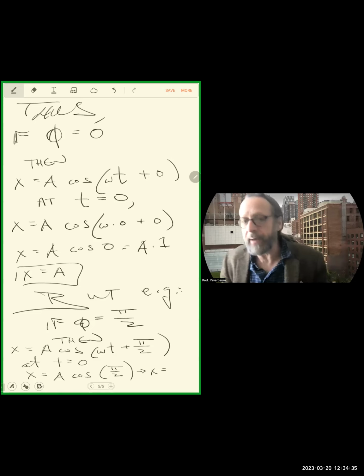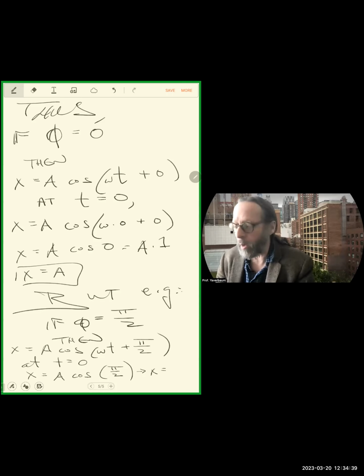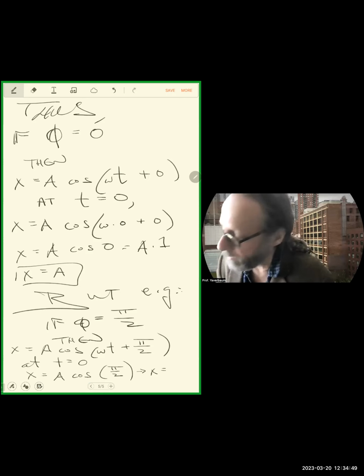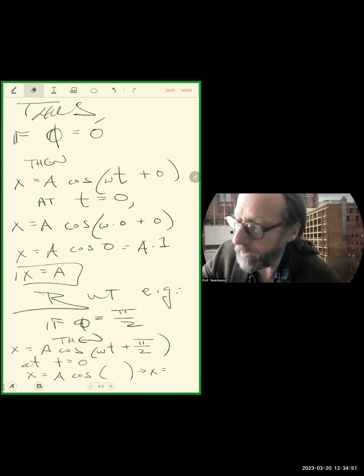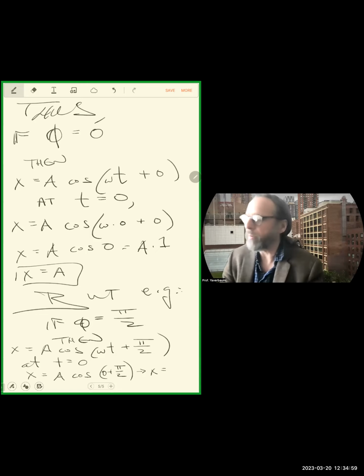If we say that phi is pi over 2, then when our stopwatch started at t equals 0, x equals A cosine of zero. To be clear, sorry, maybe I skipped a step here. It's still x equals A cosine of omega t, where omega t still equals zero, but now it's zero plus pi over 2.